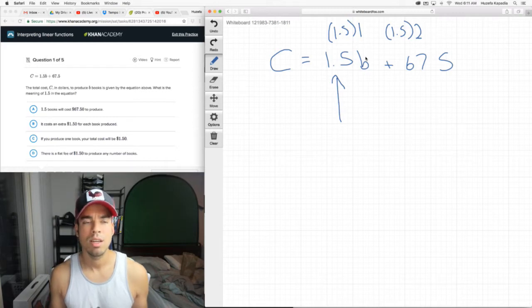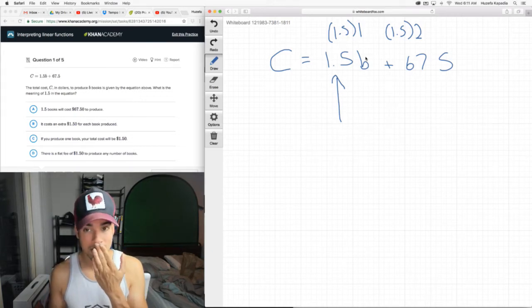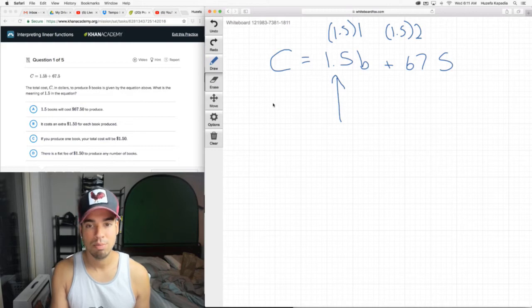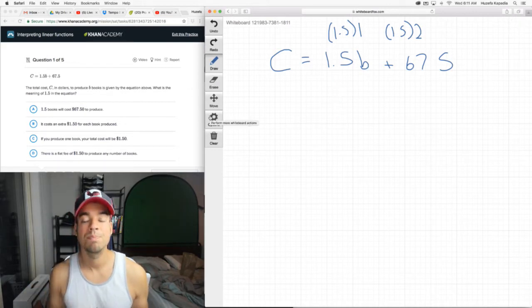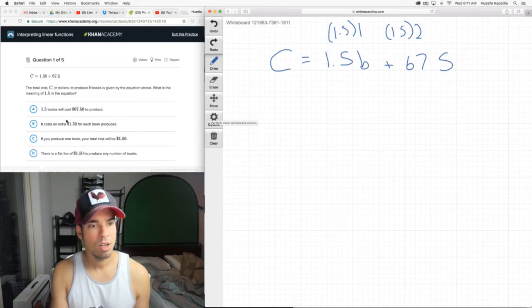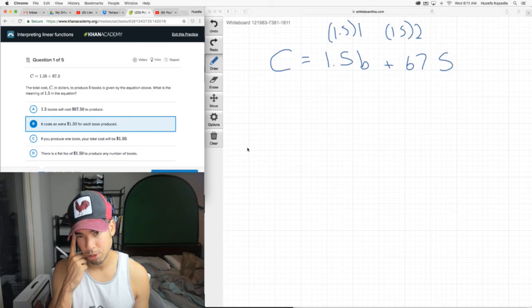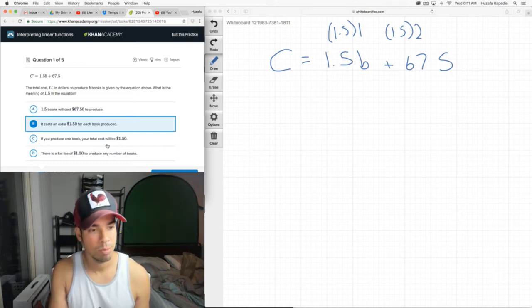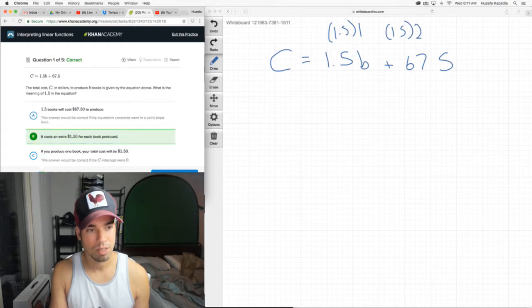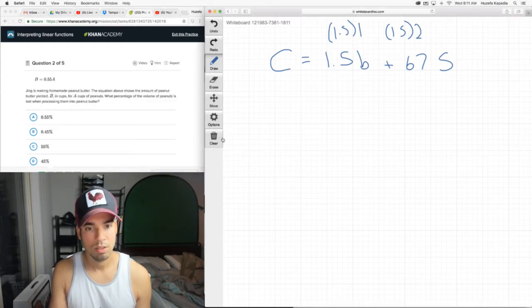So what does that tell us? As the number of books increments by 1, the overall cost increments by $1.50, which tells me this looks like the cost per book. If we have 10 books, all of a sudden it's $15. So I'm going to say it costs an extra $1.50 for each book produced, the cost of each book. It's not a flat fee, because that would only be if it were a constant. All right, let's go on to the next one.